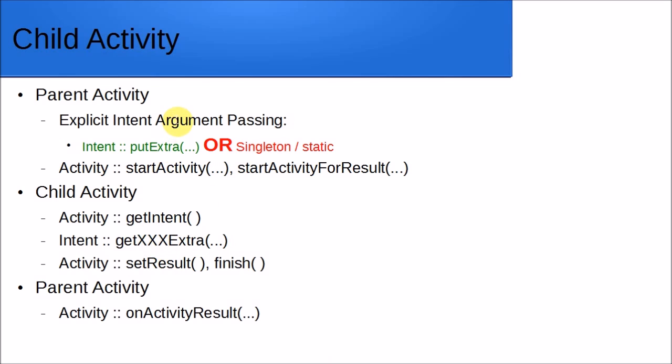Okay, so that's passing variables into the child activity. Now, how do you get a return from a child activity? So I'm going to return something from a child activity. When you call start activity, you're saying you're not expecting a return value. If the parent activity is expecting some kind of return from the child activity, you use start activity for result.